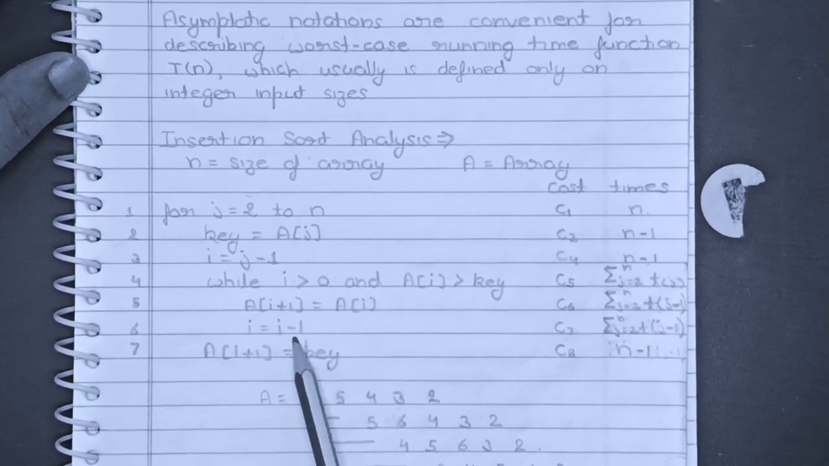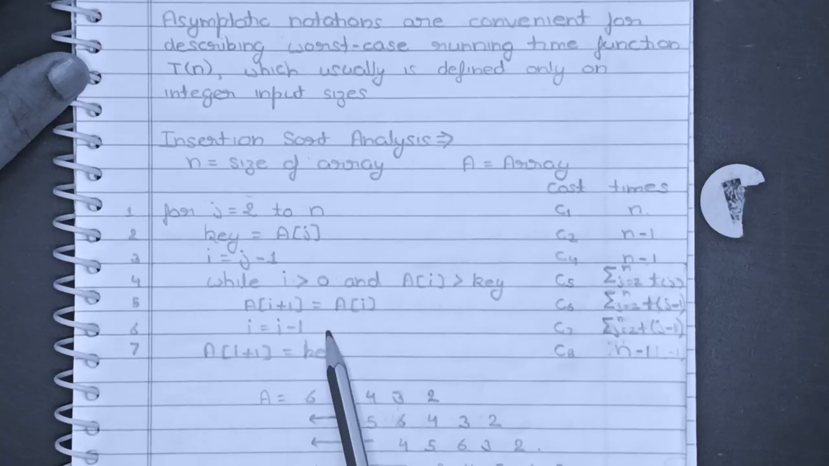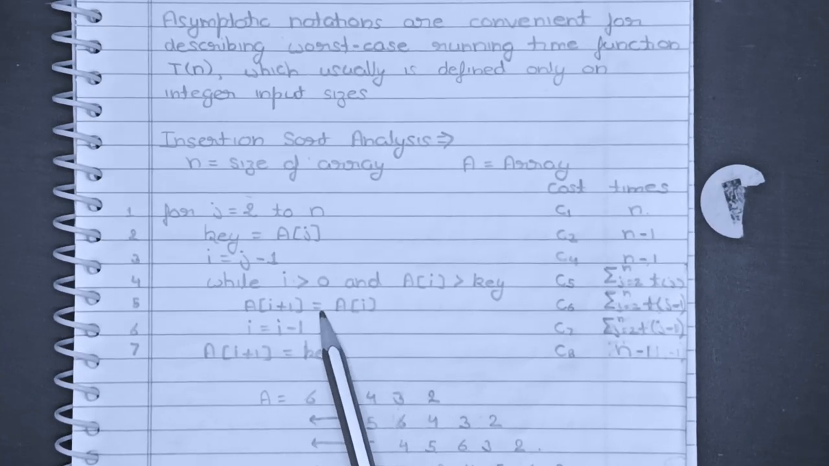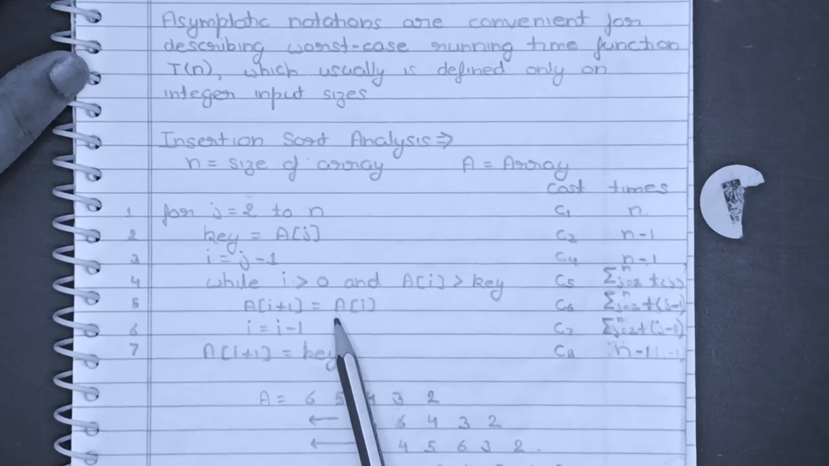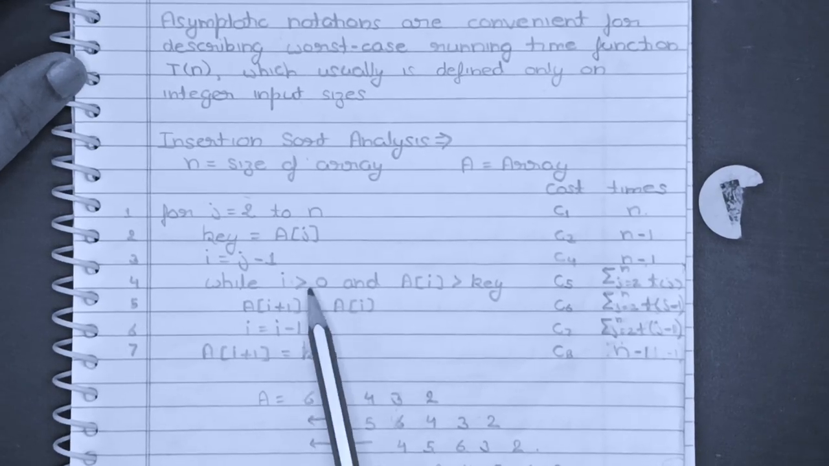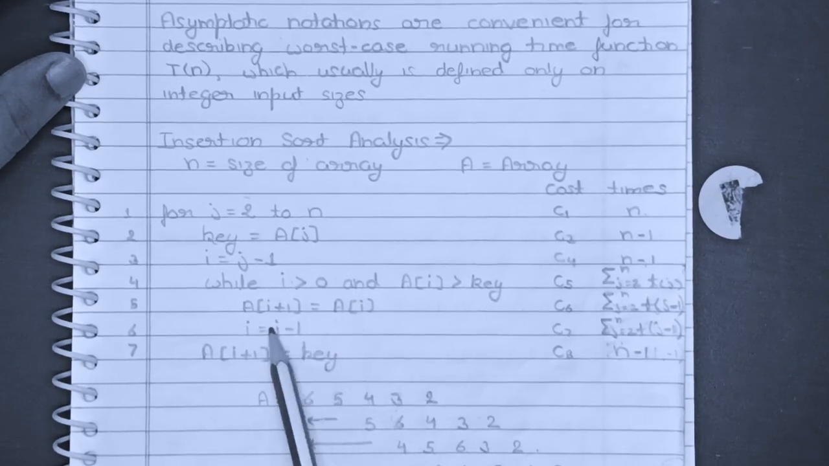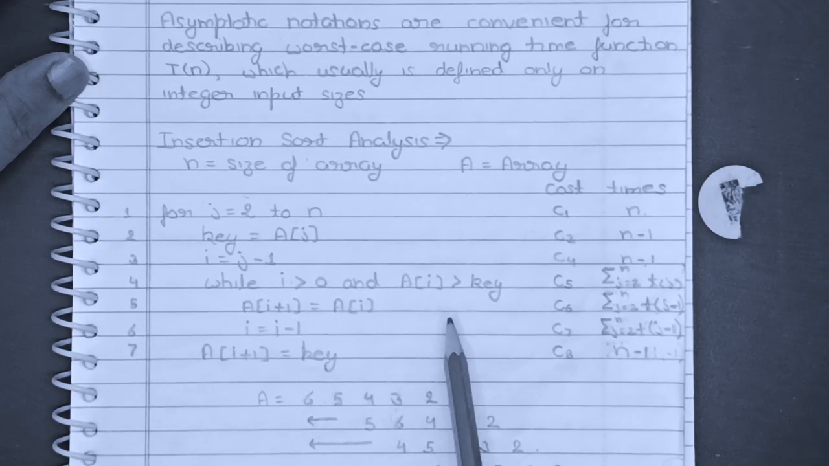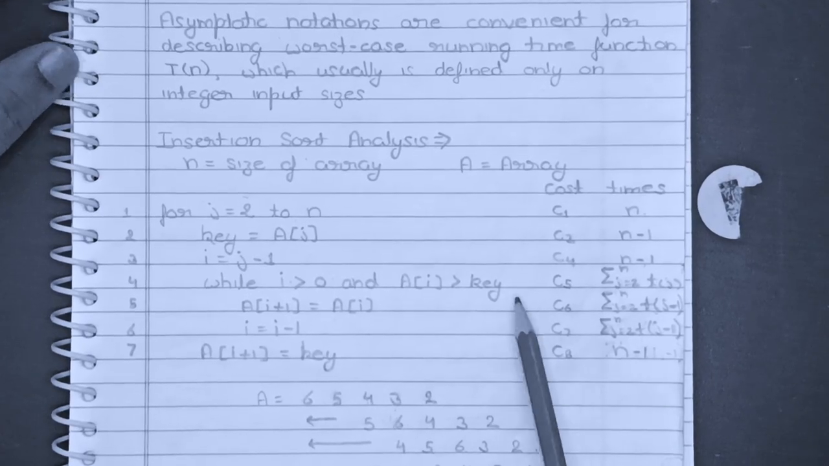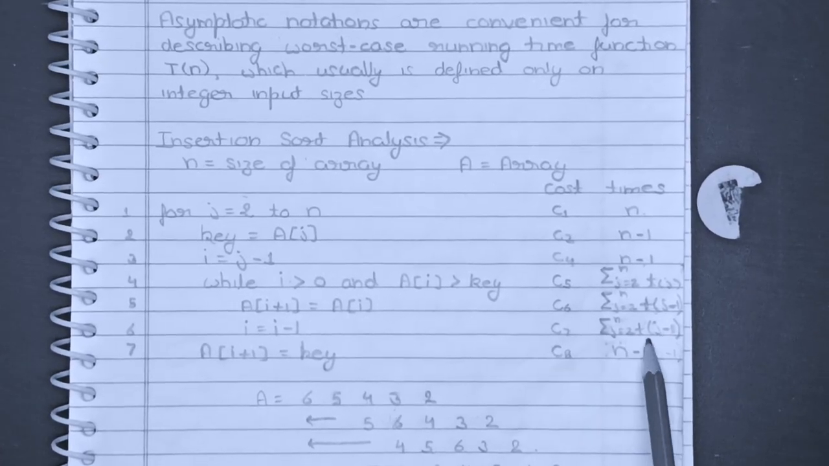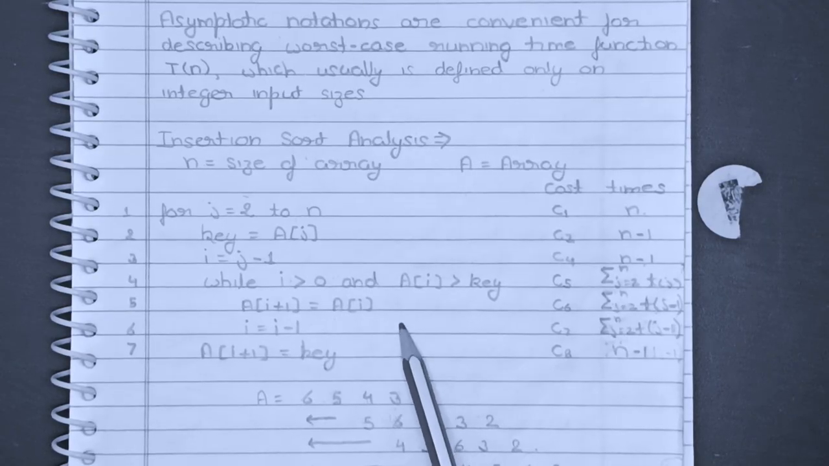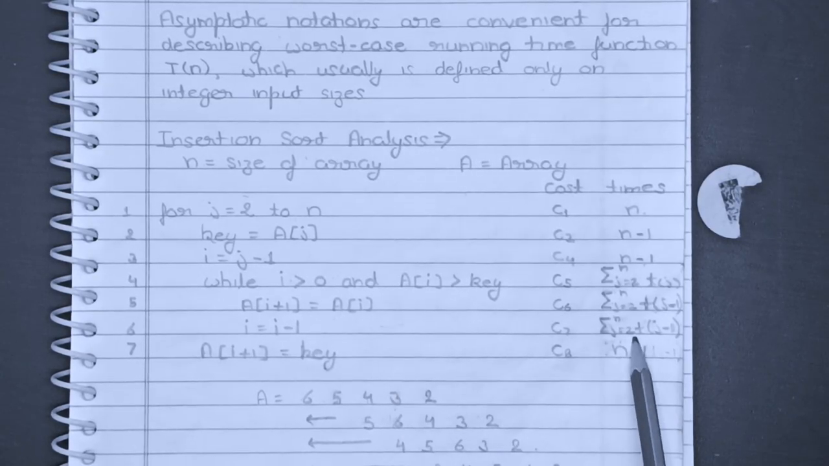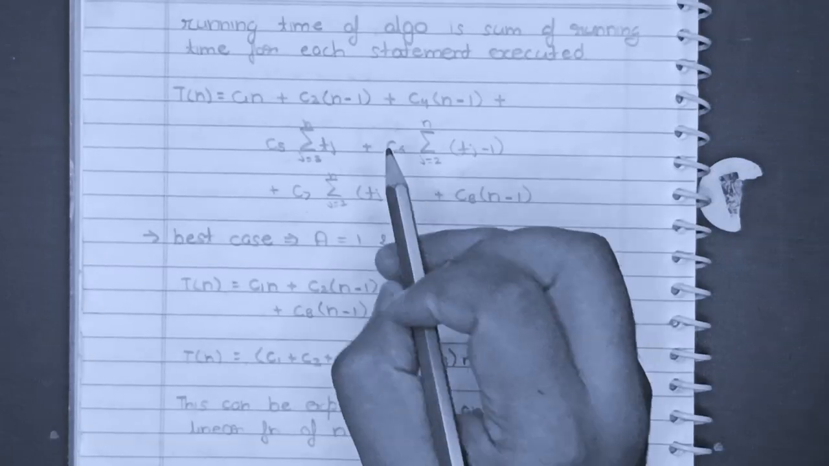The statements that reside inside this particular loop will be running, in a single iteration, j minus 1 times. For the value of j equal to 2, they will run a single time. For j equal to 3, the comparison will be twice. For j equal to 4, the comparison will be thrice, and so on. So the number of times these two statements will run will be the sum of j minus 1, for j equal to 2 to n.